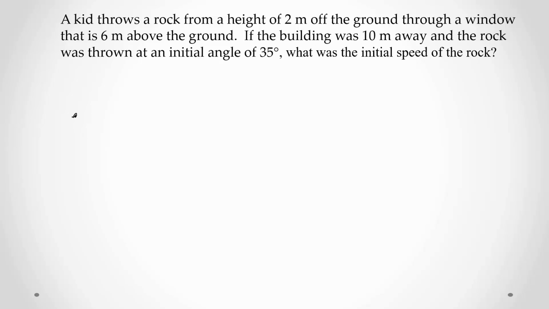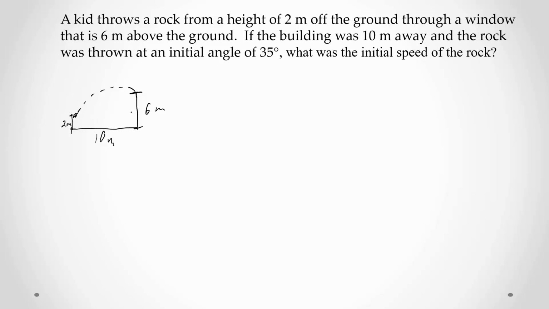So if we say here is the rock, and it was initially thrown from 2 meters off the ground, flies, what did I say, 10 meters this way? Yeah. And hits a window 6 meters up. So the rock did something like this, smash. Okay, we want to find the initial speed.